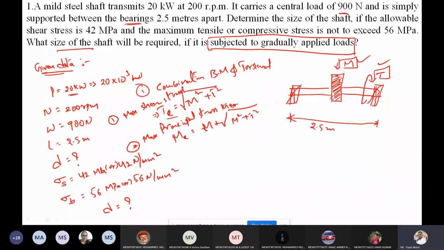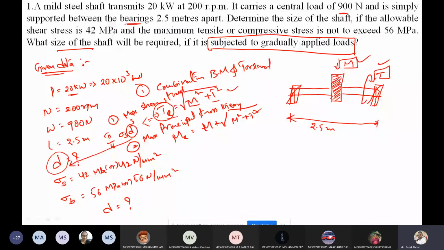As per these two theories, we follow this relation to solve for the diameter of the shaft. To calculate the diameter of the shaft, what things do we require? One capital M and one capital T. What is the meaning of T suffix E? T suffix E is nothing but the equivalent torsion equation, that is pi by 16 into sigma s into d cube. In this equation, D is what we are calculating now.